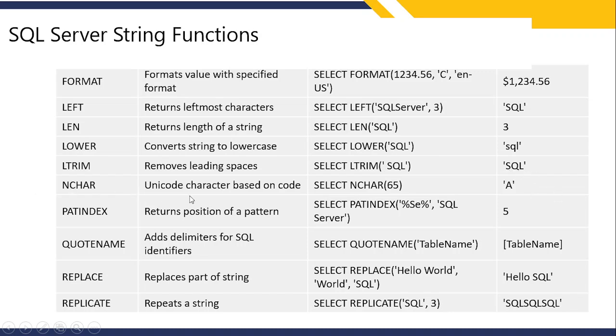Then there is NCHAR, the Unicode character based on code. So NCHAR of 65 gives me capital A, which is the Unicode character. PATINDEX gives the position of a pattern. So here I am looking for the pattern %SE%. So the first occurrence of such a pattern is 1, 2, 3, 4, and there is also a space here, that is why a 4, and the pattern, anything before SE and anything after SE, such a pattern is appearing at position 5, and that is what it gives.